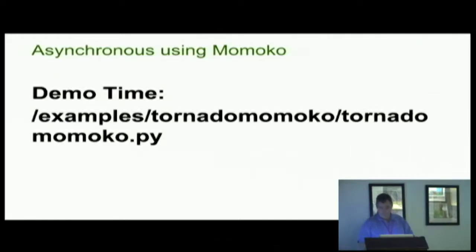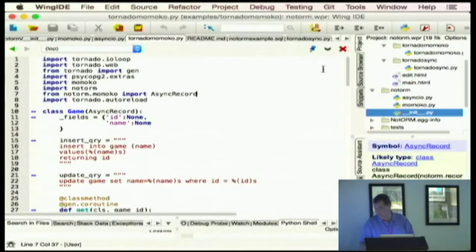So one way to do that is to use a library called Momoko. Momoko is a library written specifically for Tornado to do asynchronous I/O with Postgres. And I'm going to show you guys the code to do the exact same thing we just did synchronously, but this time we're going to use Momoko to do it.